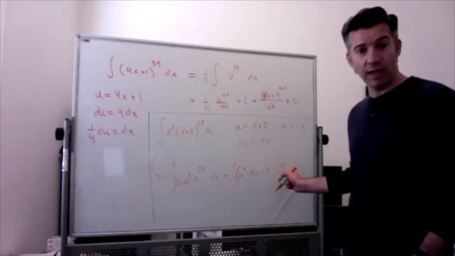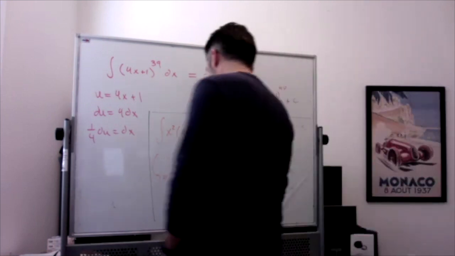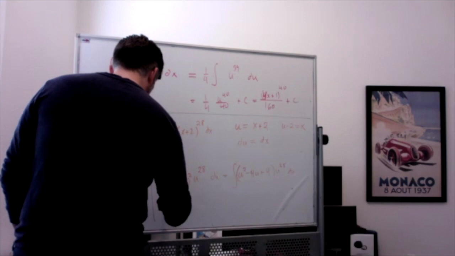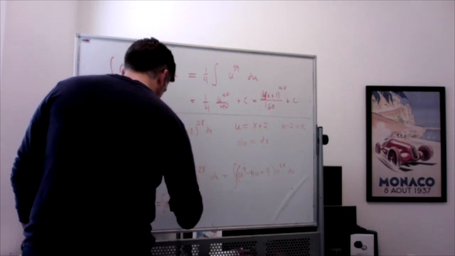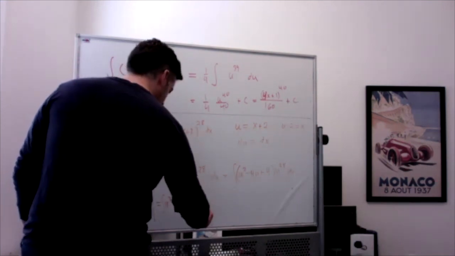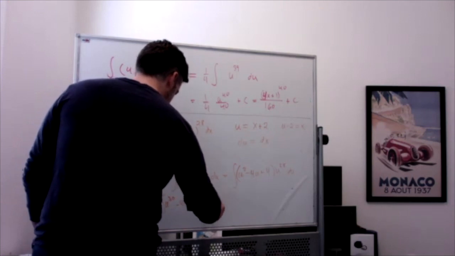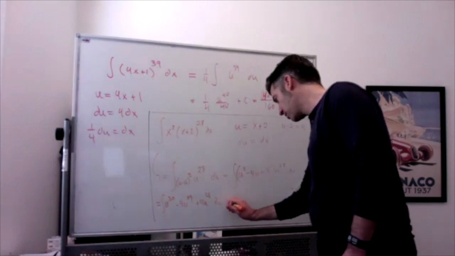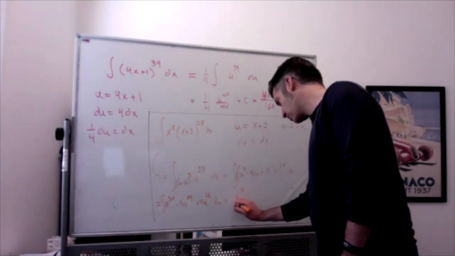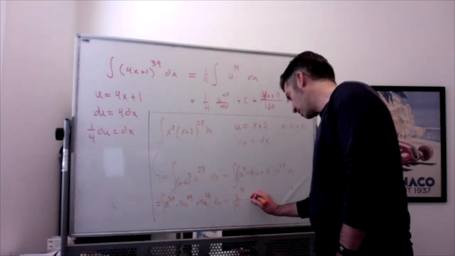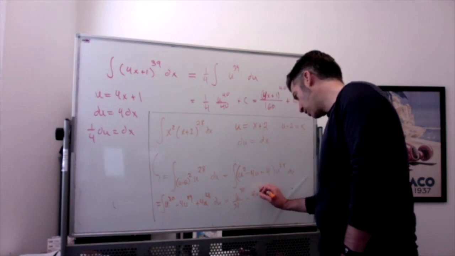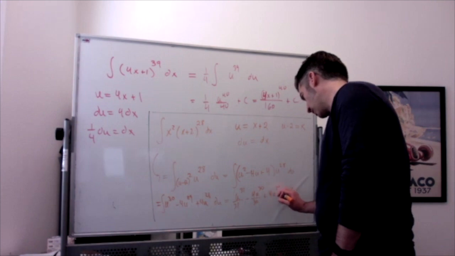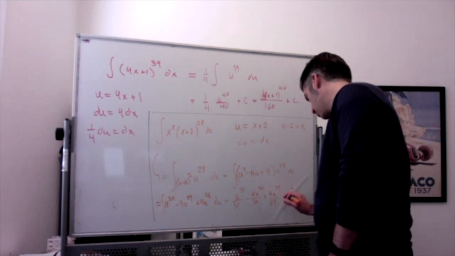Then we have to distribute that u to the 28th to each of the terms. So that's going to be the integral of u to the 30th minus 4u to the 29th plus 4u to the 28th du. Then we integrate, we get u to the 31st over 31 minus 4u to the 30th divided by 30 plus 4u to the 29th divided by 29 plus c.